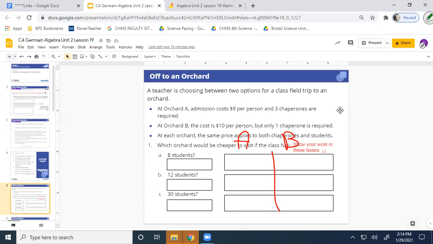Okay, so when we look at 8 students going to the orchard, which one of our orchards was cheaper if you found like the total price to get just it? For the students, right? So it's for everybody. Okay, Jason. Orchard A? Melinda, what were you thinking? Okay, so we have a discrepancy. So let's think about the work that it's gonna take to get there. So it costs $9. 9 times how many people are going for Orchard A? If it's 8 students, how many total people?